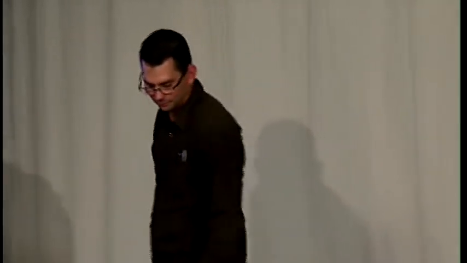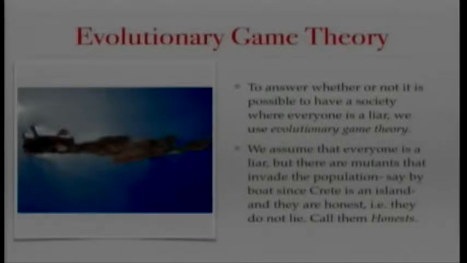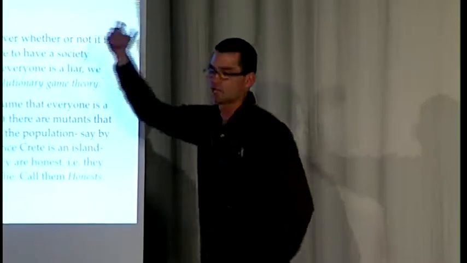But let's suppose we do have a society where everybody lies, right? Can such a society actually exist? Now, we imagine that Epimenides was probably being hyperbolic, but let's suppose that we do have a society. There's an island in Crete, right? Picture taken by NASA. So can we actually have a society where everybody lies? Well, to answer this question, we're going to use evolutionary game theory. The name comes from the fact that it was originally game theory, and then they brought in the ideas from evolution and natural selection, kind of put them together, and we got evolutionary game theory.